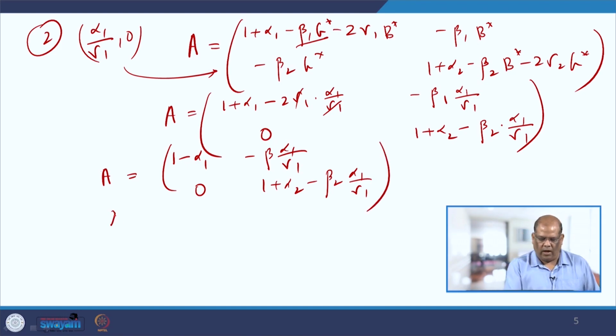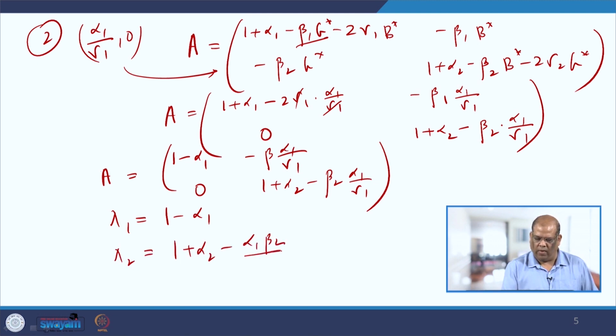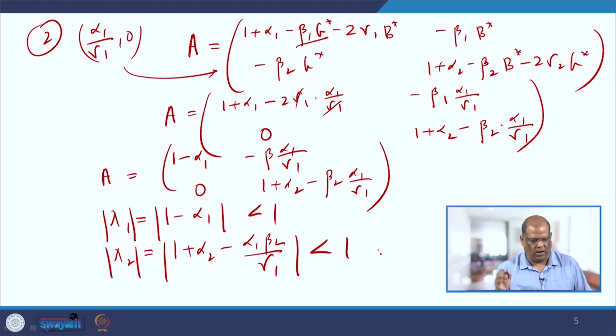So, the eigenvalues again, lambda 1 is 1 minus alpha 1 and lambda 2 is 1 plus alpha 2 minus alpha 1 beta 2 by gamma 1. For the system to be stable, the modulus of this must be less than 1 and the modulus of this must be less than 1. If these conditions are satisfied, we can see that in this case the lion species survives, whereas the tiger species goes to extinction. So, this is stable provided these two conditions hold.